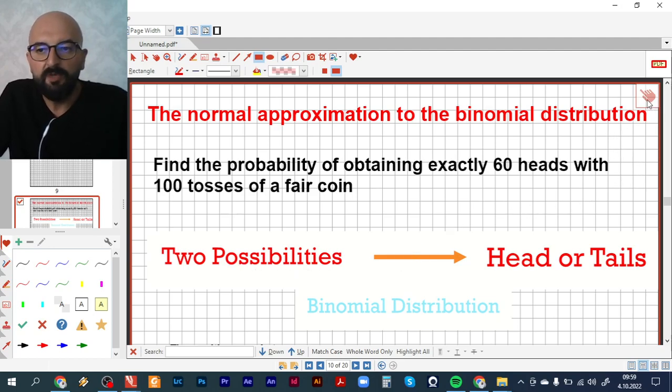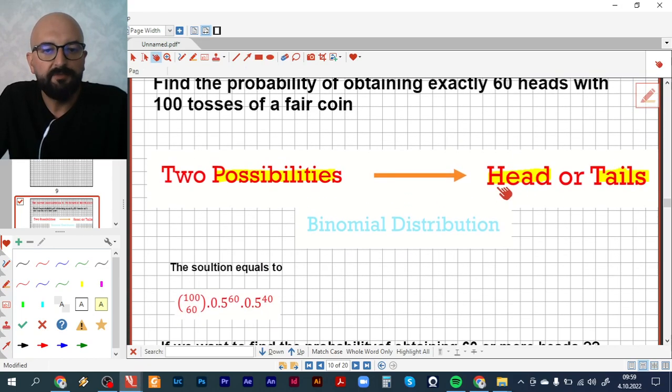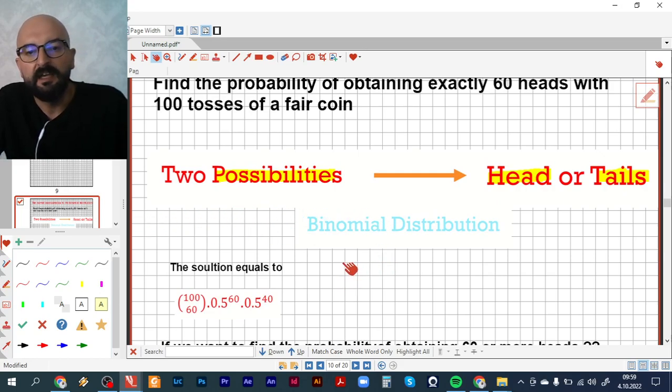Okay, we can start and find the probability of obtaining exactly 60 heads with 100 tosses of a fair coin. If you notice, we have two possibilities, one of them heads or the other one tails. So if we have two possibilities, this is a binomial distribution.